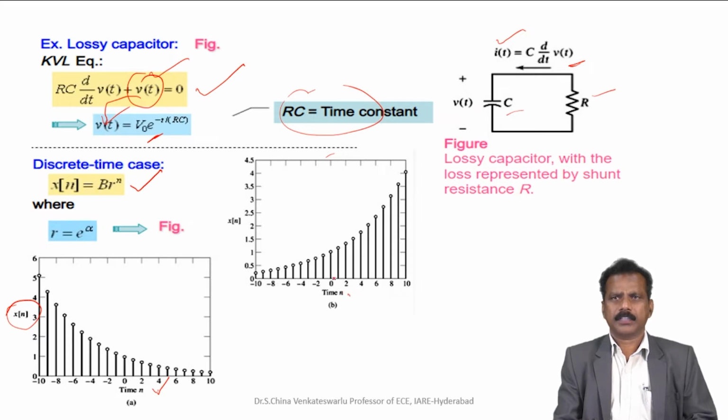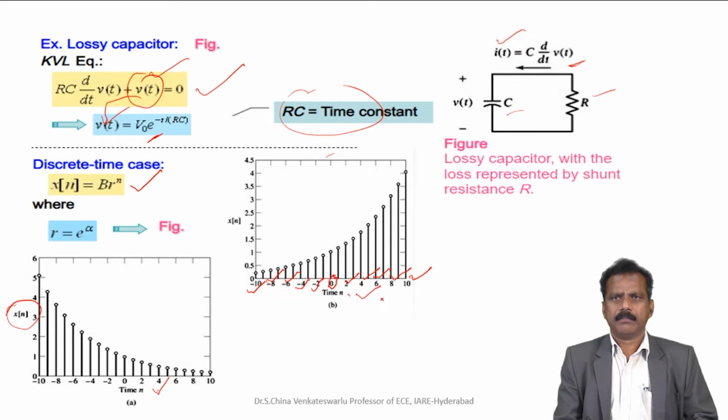So n is initially at the origin, 0. From here, 0 to here, it is minus 2, 4, here it is minus 4, here it is 6, here it is minus 6, and 8, here it is minus 8, and 10, here it is minus 10. With this, the time n is specified.